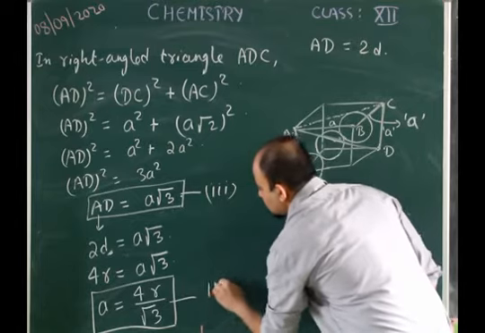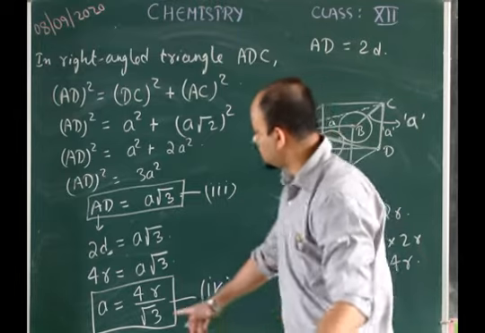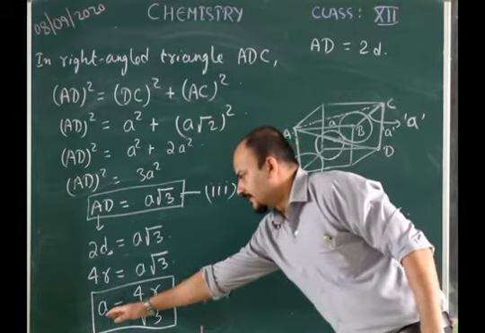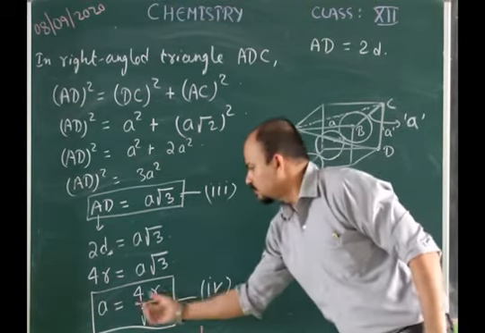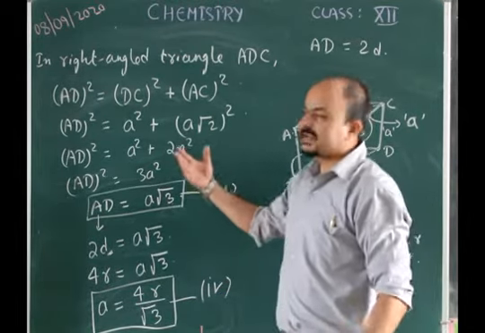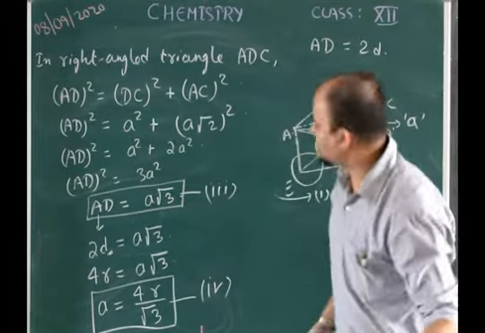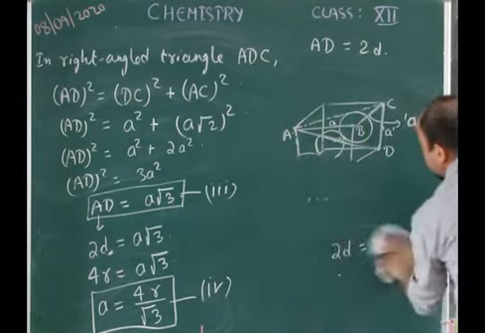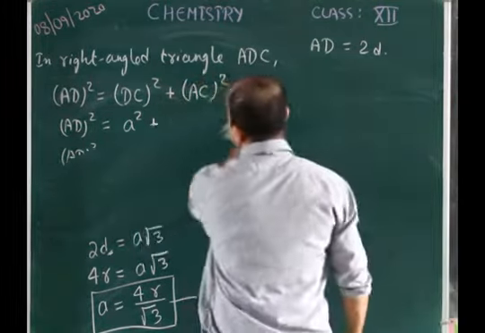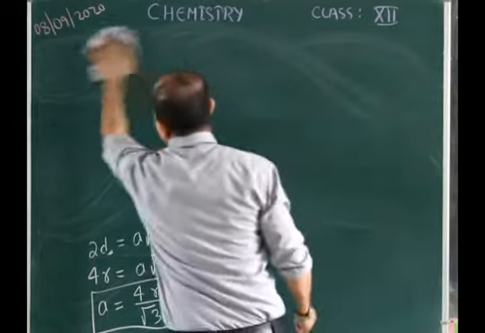This is our fourth equation. So a equals 4r by root 3. Now we know the value of a's length with respect to r. Now we can calculate the volume occupied by two spheres because it is a body centered cubic unit cell. Now we are going to calculate the packing efficiency in the body centered cubic cell.